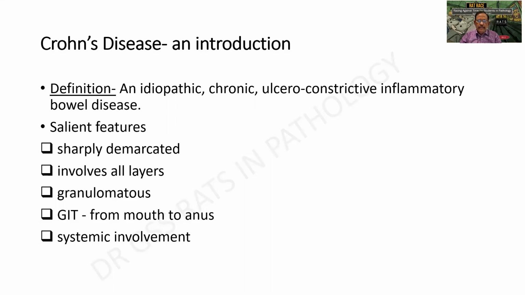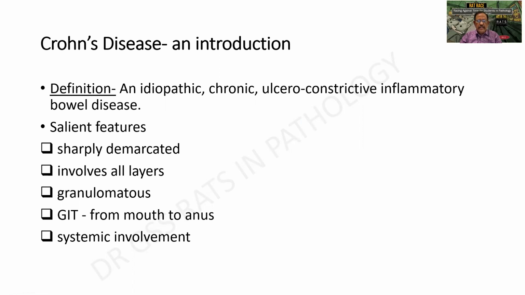There are two of them, namely Crohn's disease and ulcerative colitis. We shall see them one by one. First, an overall look at Crohn's disease. Look at these words of definition: an idiopathic, chronic, ulceroconstrictive, inflammatory bowel disease. Each word is important: idiopathic, chronic, ulceroconstrictive, and inflammatory.